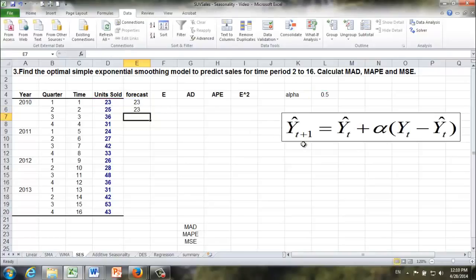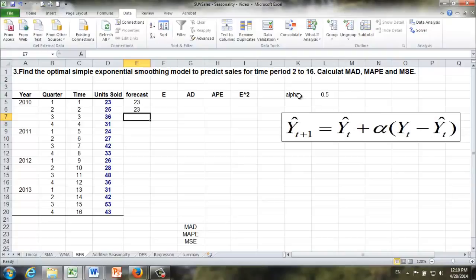What we have in this parenthesis is nothing but the forecast error from the previous time period. So alpha is actually making an adjustment based on the previous forecast error.